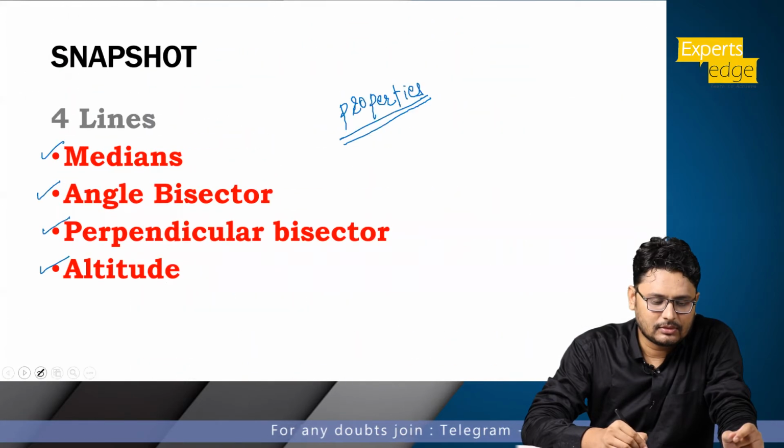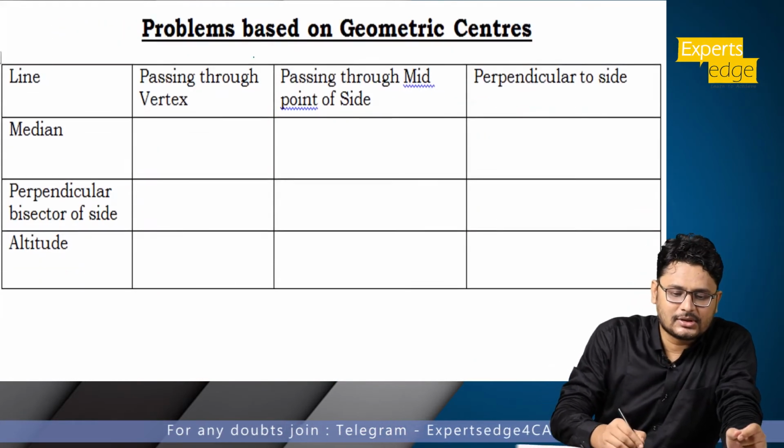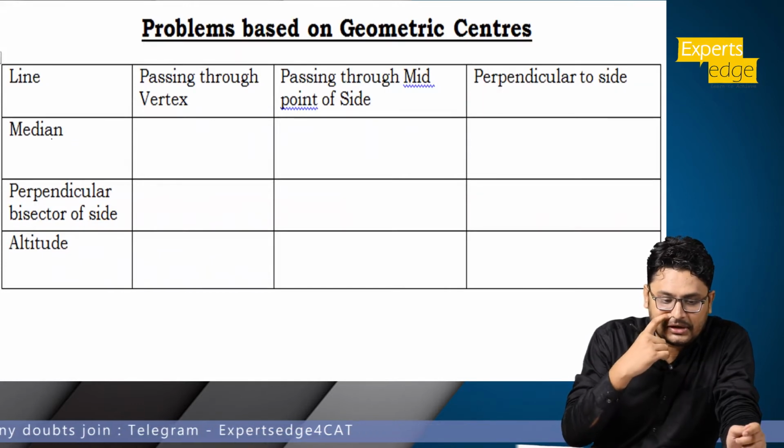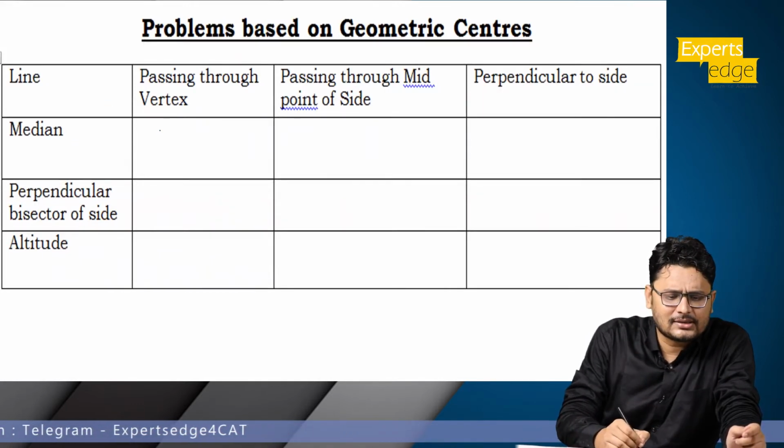So let's first see the difference. What is this geometric center? The first is a median, right? What is the median? Does the median pass through the vertex? Yes, it pretty much passes through the vertex, right?